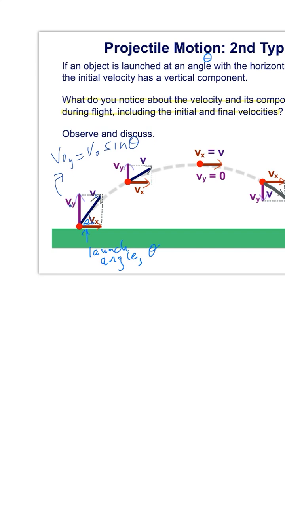Okay, this is the projectiles launched at angle problems. Some things are very similar to the horizontally launched projectiles. Some things are different. What's the same between these two types of problems?